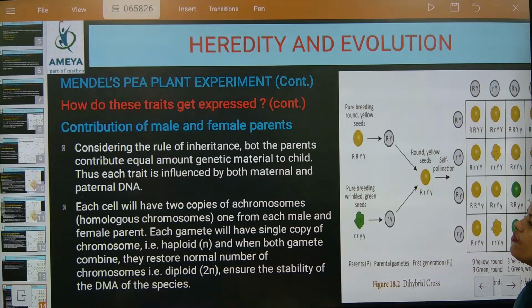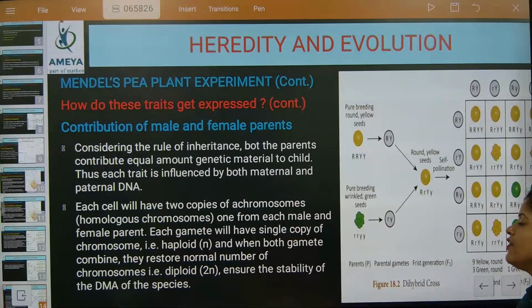Next, the contribution of male and female parent in the expression of characteristics. Many times they ask this question: what is the contribution of the male and female parent in giving characteristics? The answer is, considering the rule of inheritance, both parents contribute an equal amount of genetic material. So an equal amount of genetic material is transmitted from parent to offspring. Such a trait is influenced by both maternal and paternal DNA, meaning from the mother's side and the father's side.